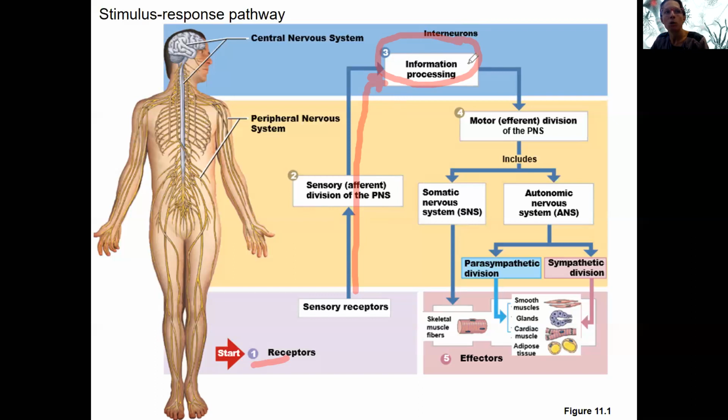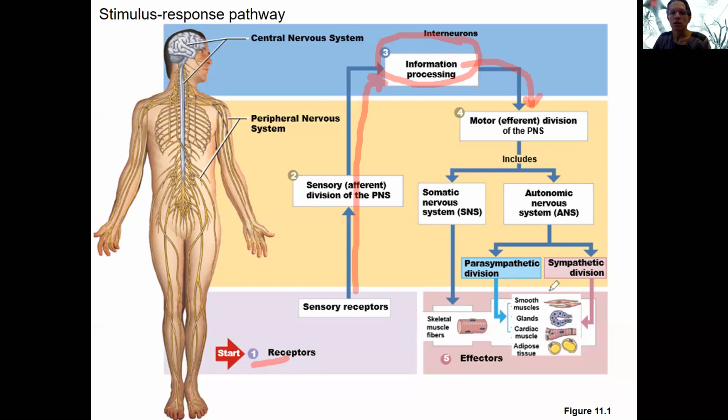And then we've got output. So this is our motor division. Efferent is exiting. And this is going to divide into two different pathways. So either somatic nervous system or autonomic nervous system. Just like the other diagram I just drew for you, I broke up motor division into those two different possible subdivisions. The autonomic nervous system can be divided into parasympathetic and sympathetic.